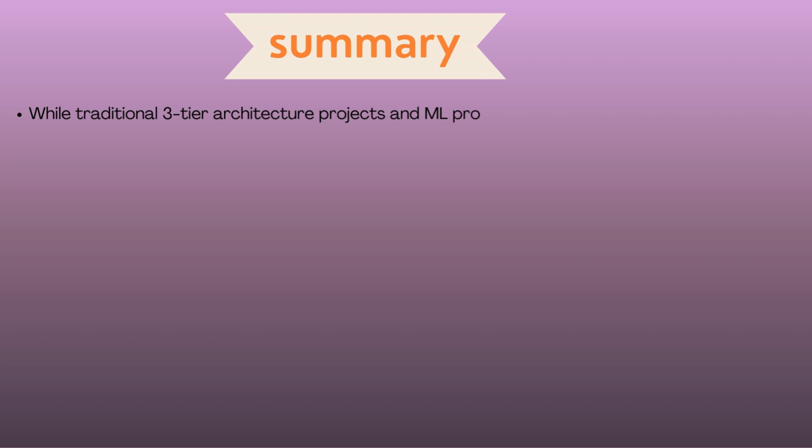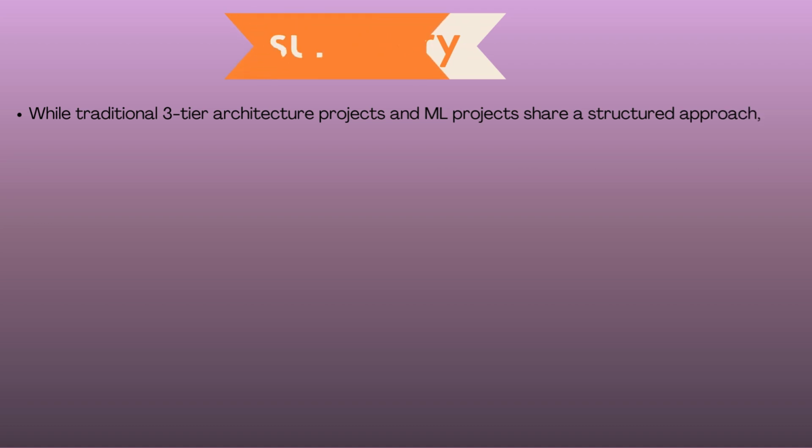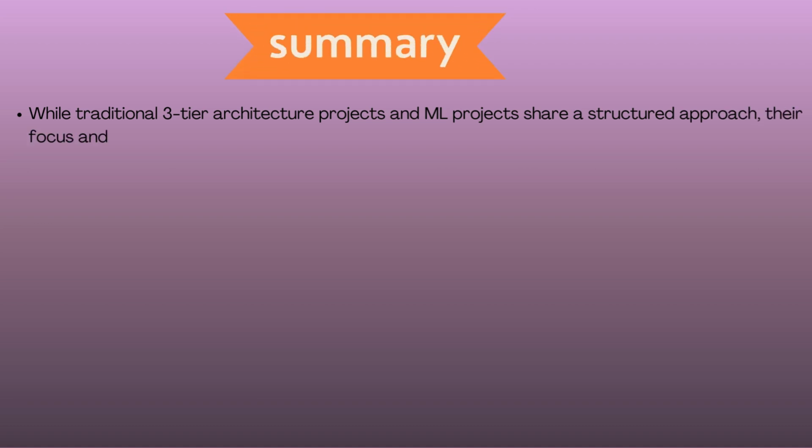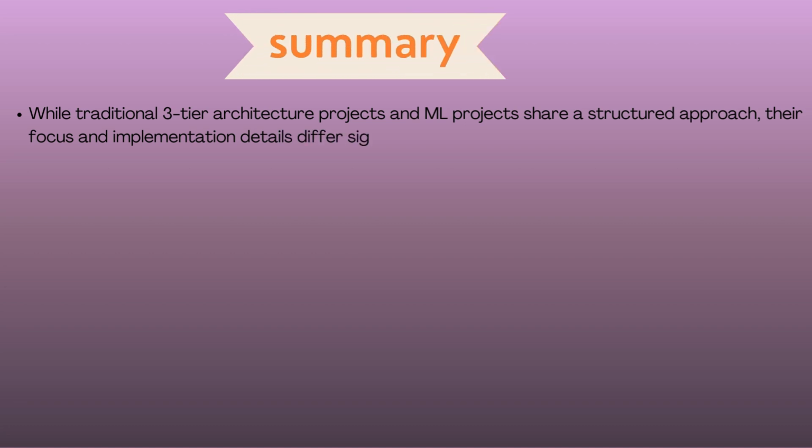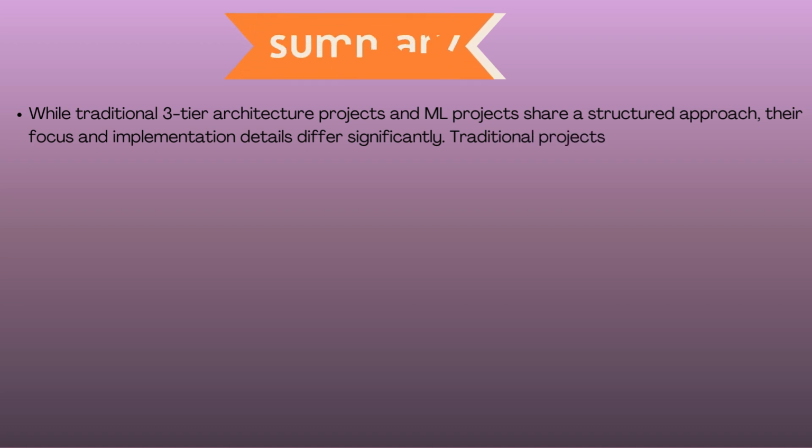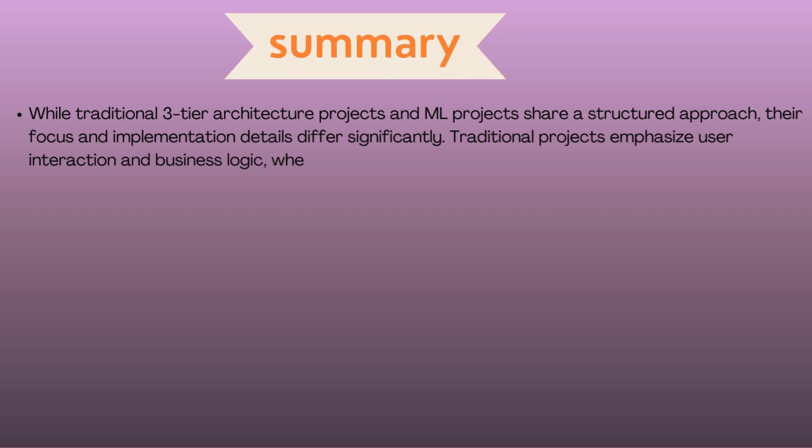In summary, while traditional three-tier architecture projects and ML projects share a structured approach, their focus and implementation details differ significantly. Traditional projects emphasize user interaction and business logic, whereas ML projects center on data-driven predictions and continuous model improvements. Understanding these differences is key to successfully managing and implementing each type of project.